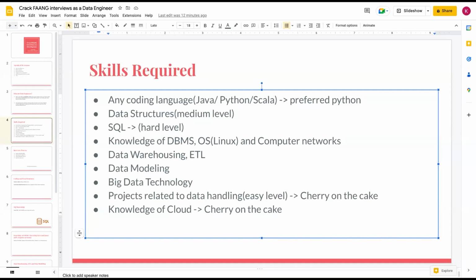Then moving next is ETL. ETL is basically extract, transform, and load. Again, this is a part of data warehousing, but I just wanted to highlight it individually. That's why I mentioned it here, so that it does not get skipped. We'll take it up in a later section, when I'll be explaining the important questions that can be asked, and what you need to prepare when you are ramping up your skills on data warehousing and ETL.